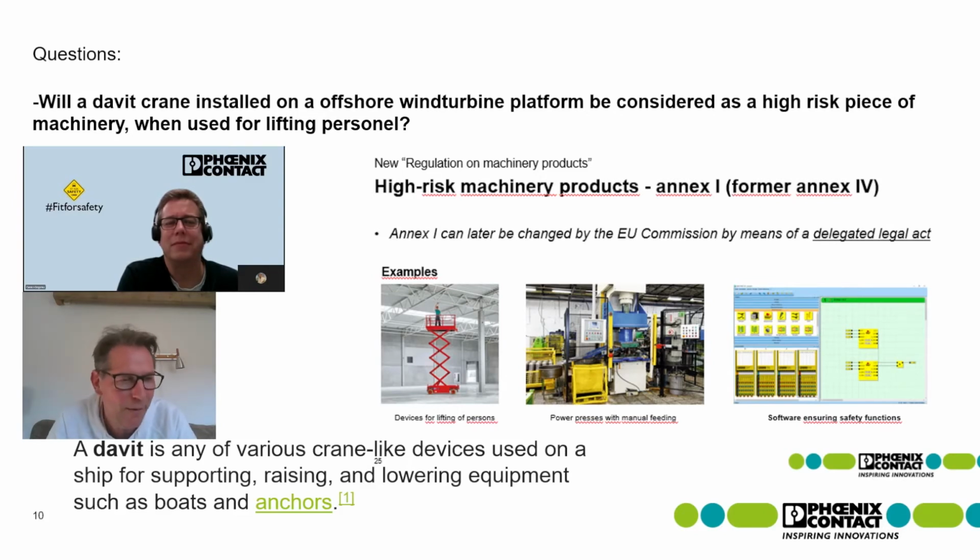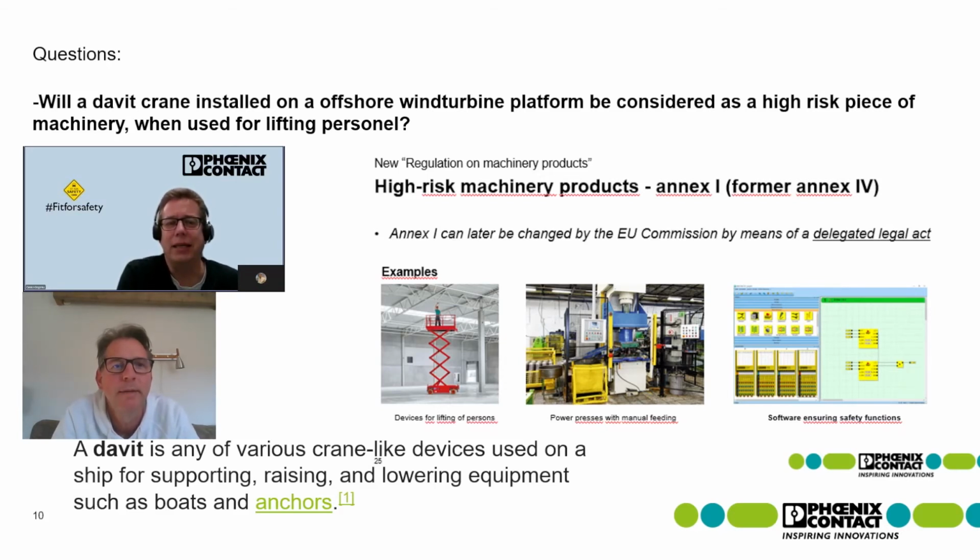And actually, me and Carsten had to Google, to be honest, we're quite honest here, what a davit crane is. And, right, we found this on Wikipedia. It's a crane-like device used on a ship. We saw that it's for lifting and lowering lifeboats, for instance, on ships. But Carsten, back to the question. As we see in the question, you will probably find it also on windmills or wind turbines.